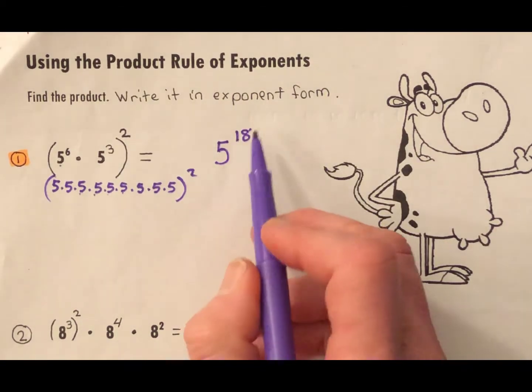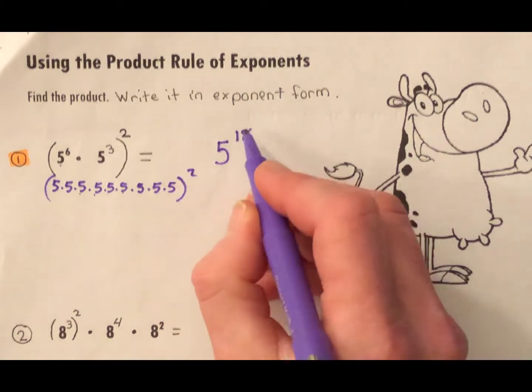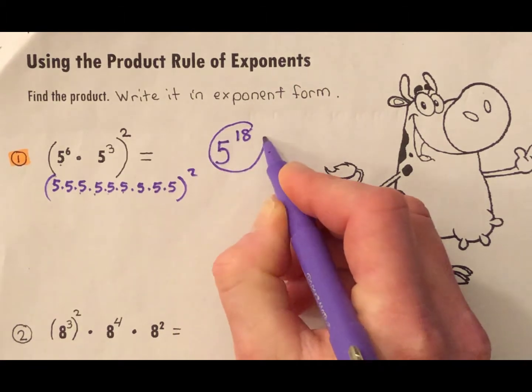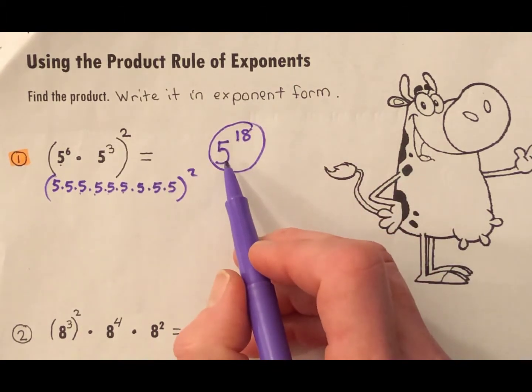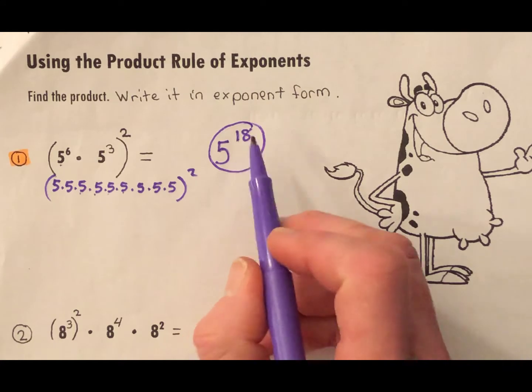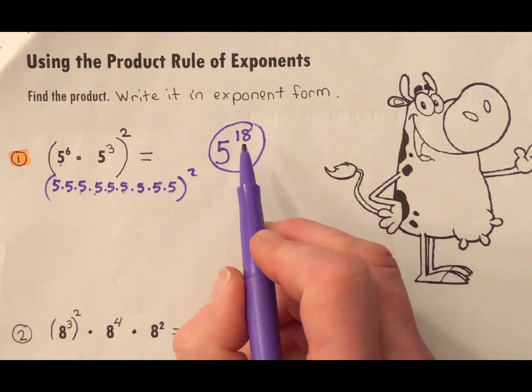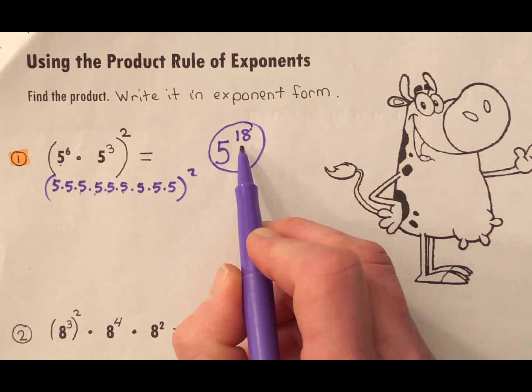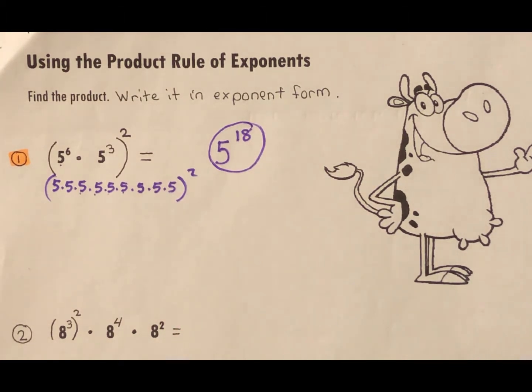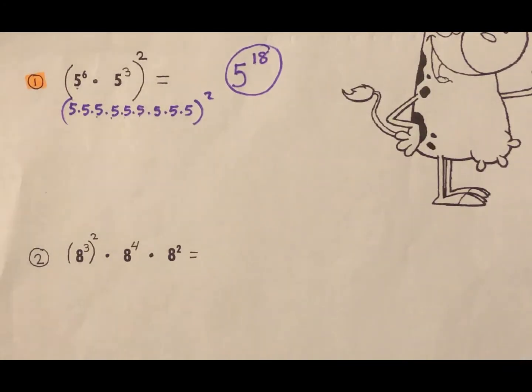When it says write in exponent form, that means this is all you need. You don't have to sit and calculate 5 times 5 times 5 times 5 times 5, 18 times, and come up with the final answer. That would be insane. This is how your final answer will look with an exponent. The others are very similar. If you can do that one, you can do the others.